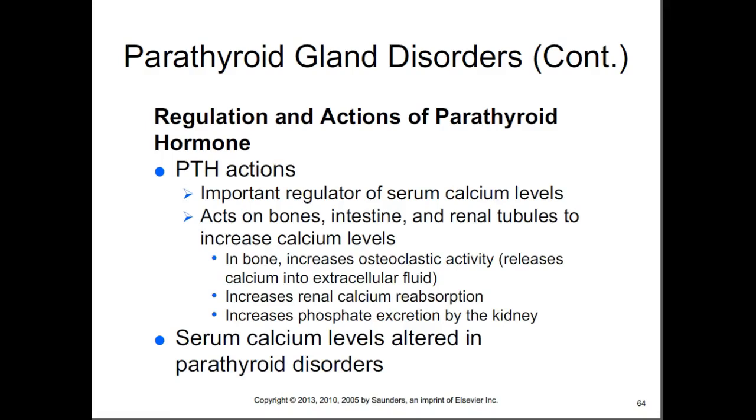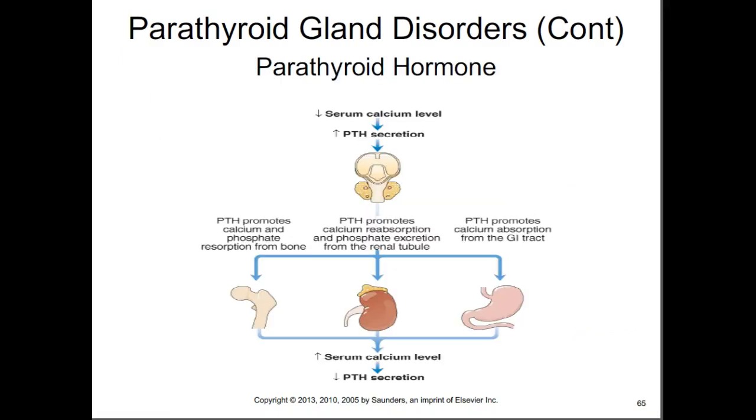Right. So again, it acts on bones, intestines, and the renal tubules to increase calcium levels. In the bone, it causes osteoclasts to increase activity so that they break down bone. It increases renal calcium absorption and increases phosphate secretion in the kidneys. Serum calcium levels are altered if there are parathyroid disorders, right? So here you can see decreasing calcium levels increases parathyroid secretion, and it is going to promote those things, which we just talked about.